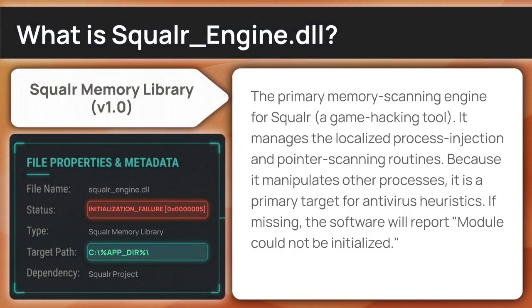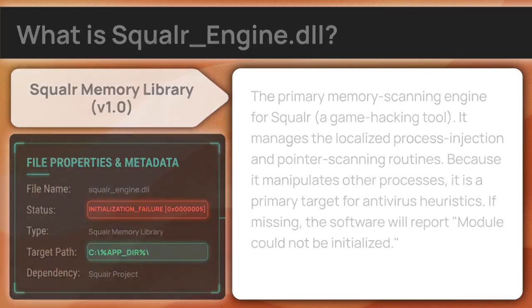This is the Squalr Memory Engine, the primary memory scanning engine for Squalr, a game hacking tool. It manages the localized process injection and pointer scanning routines. Because it manipulates other processes, it is a primary target for antivirus heuristics. If missing, the software will report, "Module could not be initialized." Now that we've covered what the file does, let's jump into our first fix.